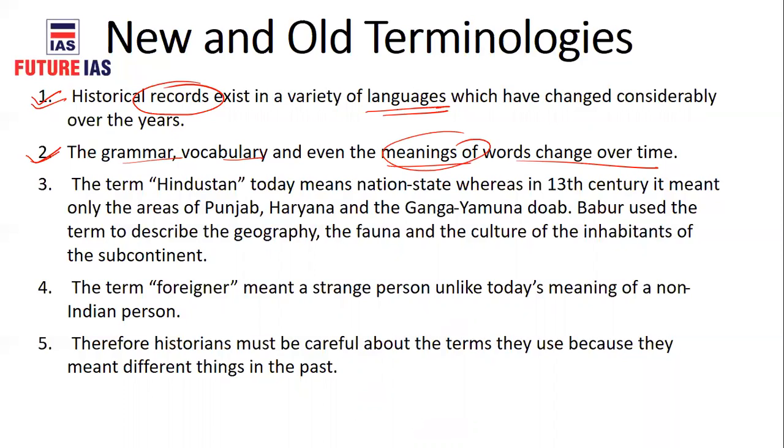For example, the term Hindustan, which we use today for the complete nation state. But the meaning of Hindustan used in the 13th century only meant the areas of Punjab, Haryana, and the Ganga-Yamuna Doab. Now Hindustan is meant for the complete nation state. Babur was using this term to describe the geography, the fauna, and the culture of the inhabitants of this subcontinent. Babur was the first person to refer to the term Hindustan for the fauna, culture, and history of the inhabitants of the Indian subcontinent.